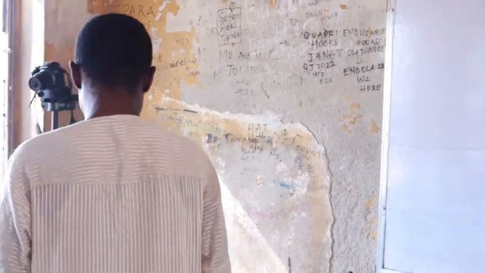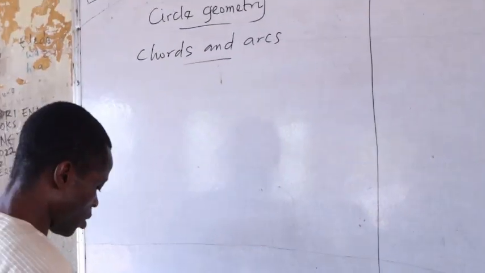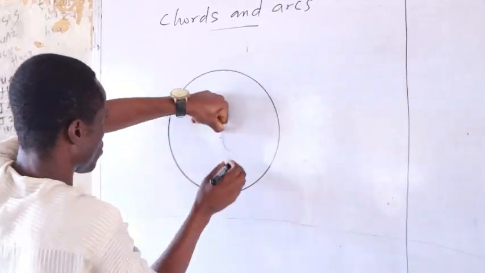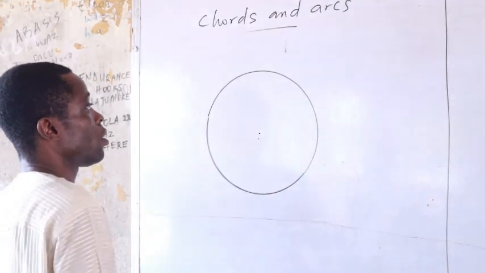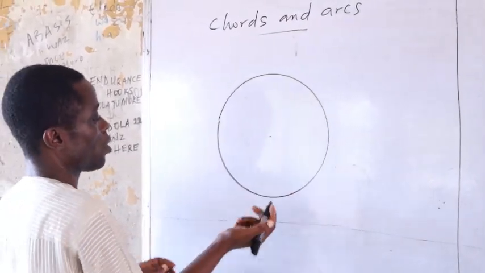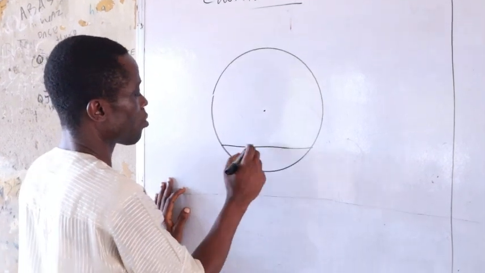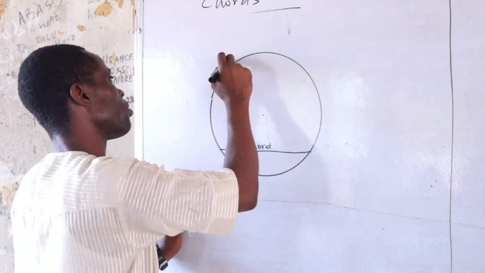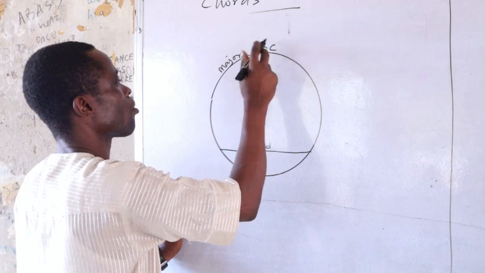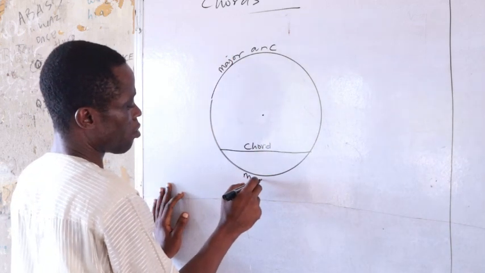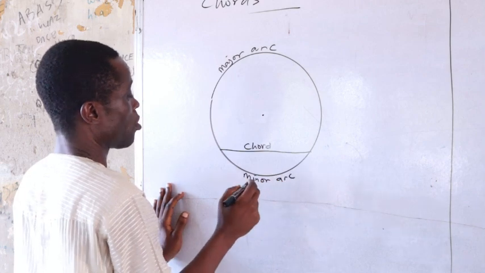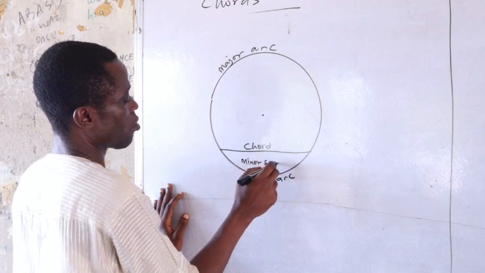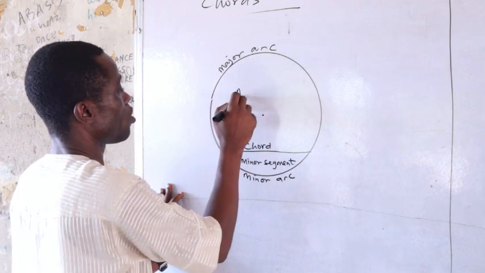Then you draw this diagram. This is the diagram. This is a chord. This is major arc. This is minor arc. This is minor segment. This is major segment.